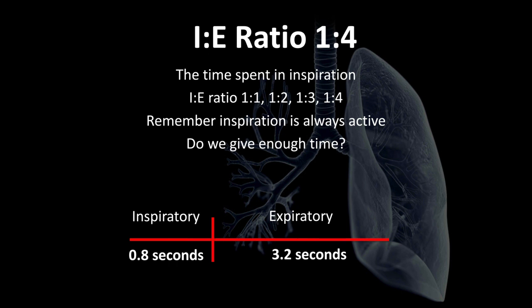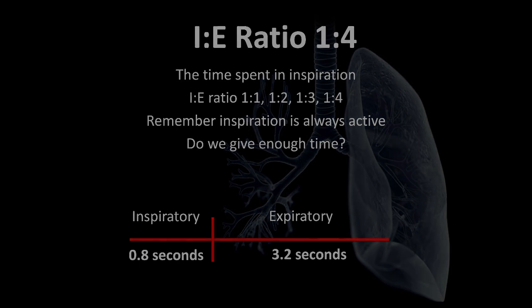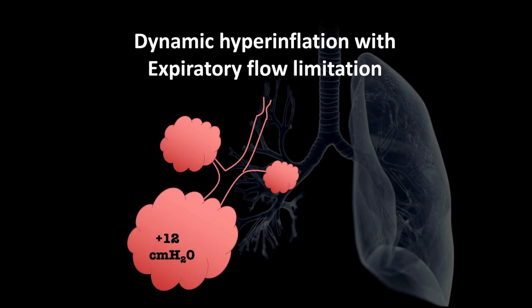So how could we change the math here? What if we flip this and we change this to, for example, a 1-to-1 I:E ratio? And why would we do that? One of the areas we have to understand is this patient has dynamic hyperinflation and obviously has an expiratory flow limitation, not able to exhale properly.